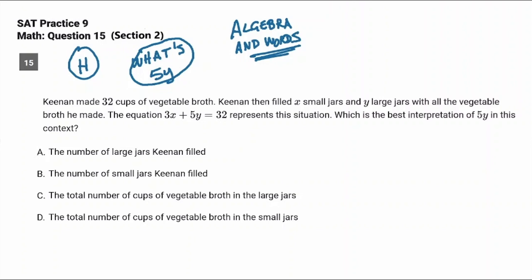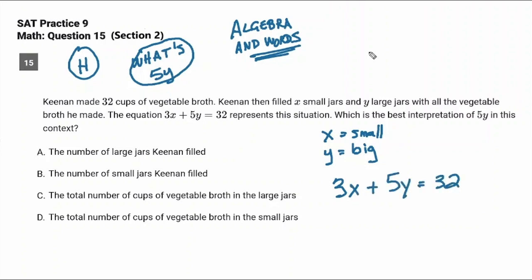So let's just start, and you should always start, by writing down what the letters are. What is X? It's small jars. And what's Y? It's big jars. What else do we have? We have an equation, 3x plus 5y equals 32. On algebra and words problems, you're going to want to cross off, so write A, B, C, D. What are we looking for in this equation? We're looking at 5y, trying to decide what it is.